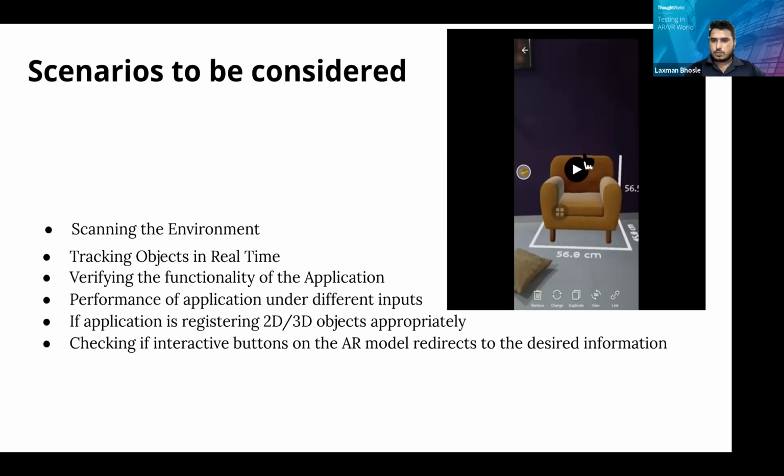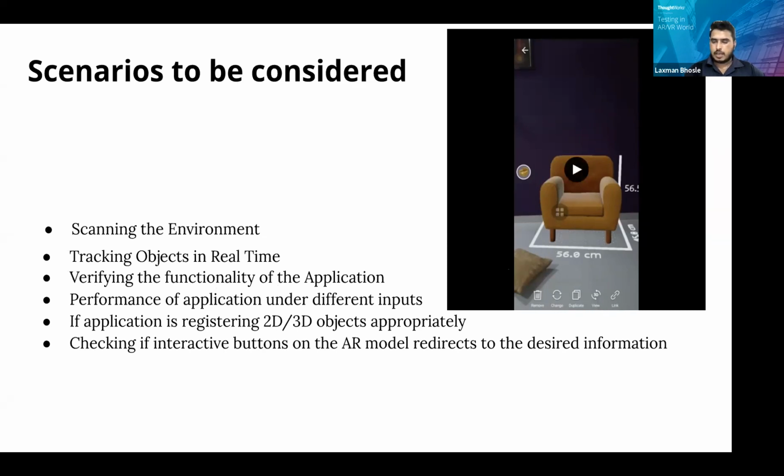We can see that this sofa object is the 3D object and these buttons are the 2D objects. We have seen that this sofa is a static object and it was not moving along with the device, and these were 2D objects and they were moving along with the device. Then the next scenario, verifying the functionalities of the application.